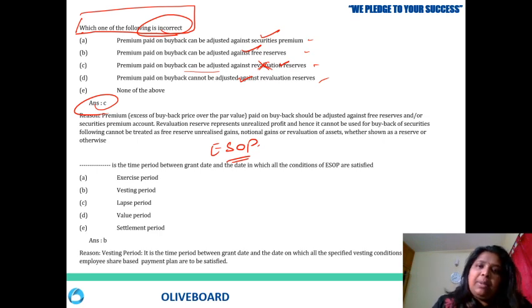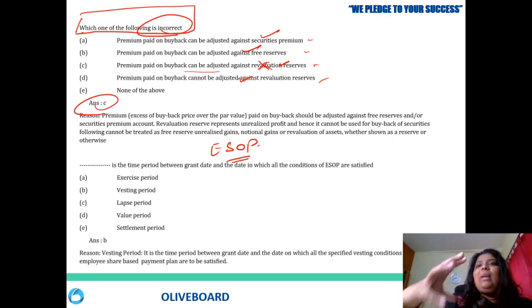Say Infosys comes and tells their employees, the shares are now available in the market at say 3,000 rupees, 4,000 rupees per share. I'm going to give you 100 shares for 10 rupees each. You can buy my shares directly from me, but you have to meet these expectations. They will say you have to work with me for 5 years, or 3 years, or exceed the expectation by 80%, 60%, whatever it is. Once you satisfy this condition, you will be eligible to buy those 100 shares from the company at 10 rupees.